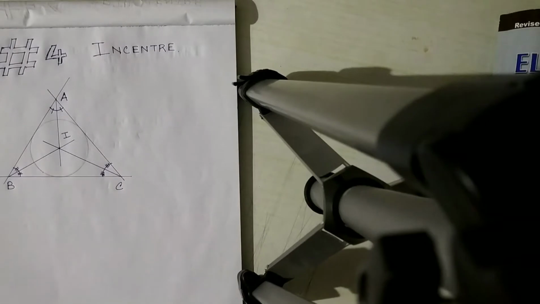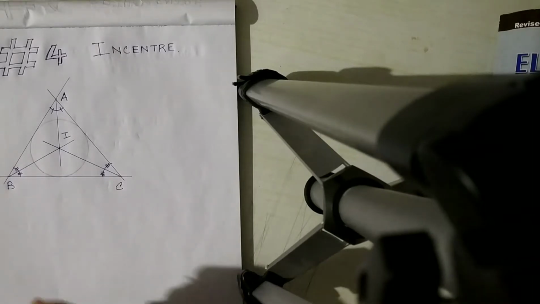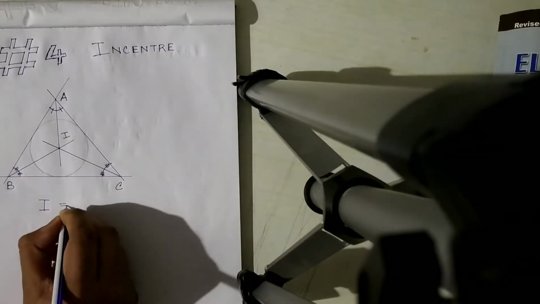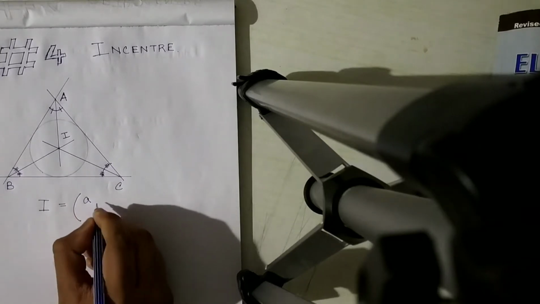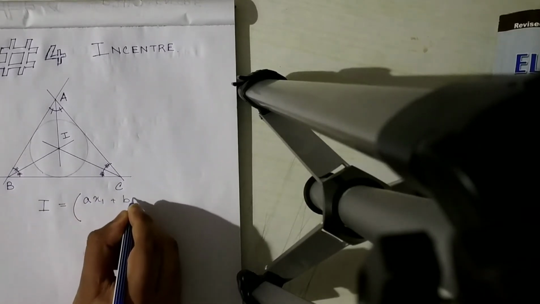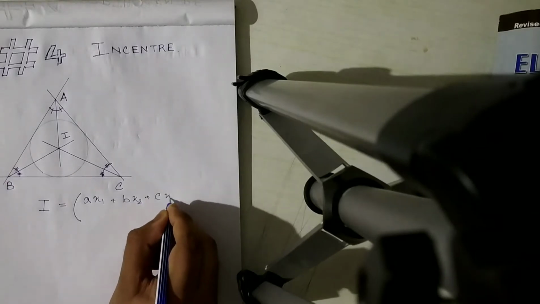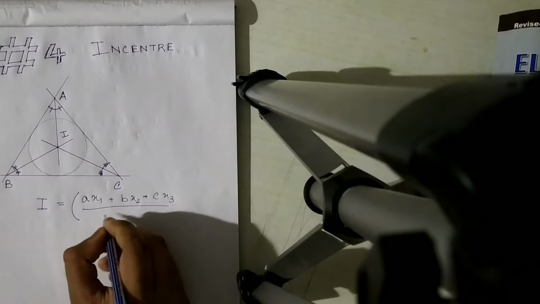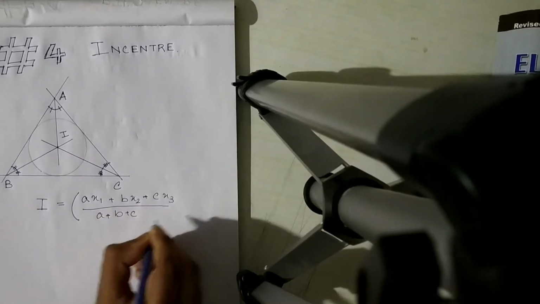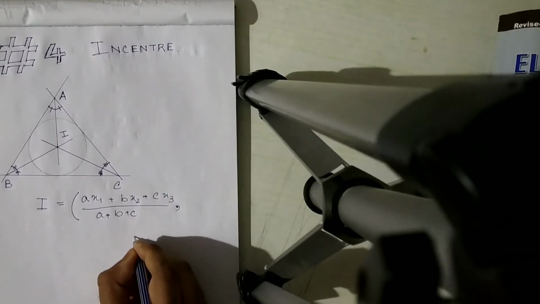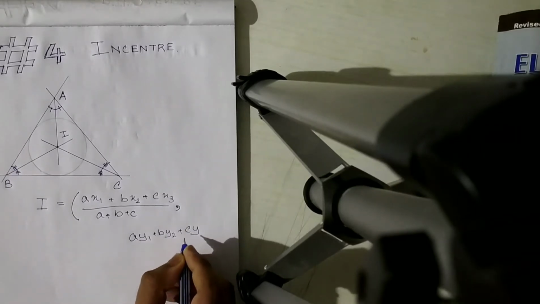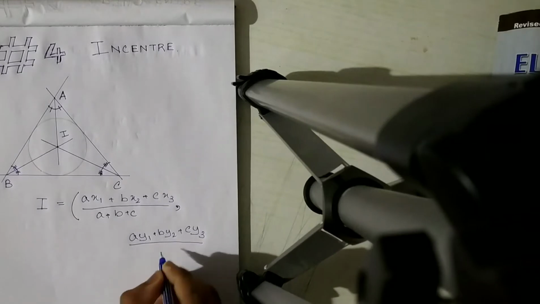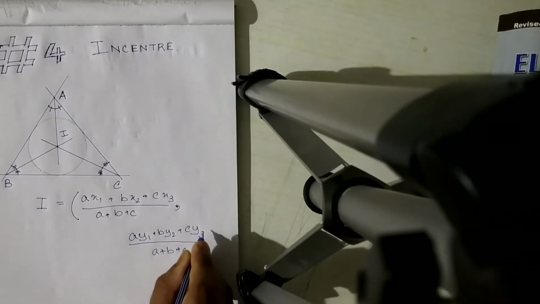Now this has a formula so that we can find out the incenter easily, which is, where I is the incenter, the coordinates of I are (a x1 plus b x2 plus c x3) by (a plus b plus c), comma, (a y1 plus b y2 plus c y3) divided by (a plus b plus c).